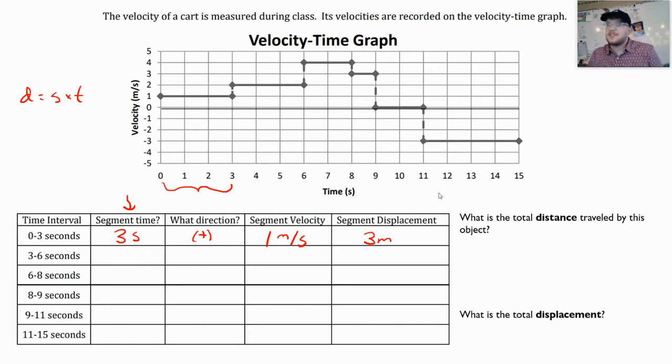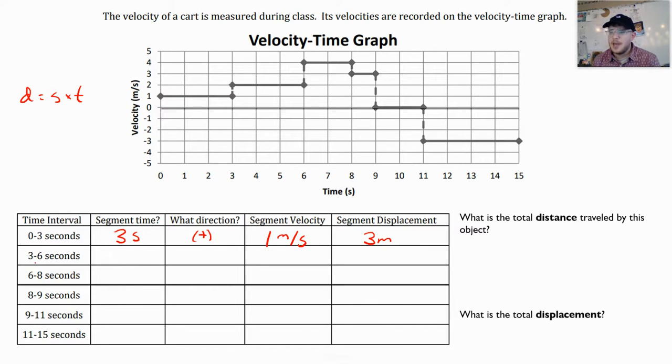Let's think about this a different way. If I want to figure out how far I've gone, my displacement over this time, I'm going at a speed of 1 meter per second through this time span. If I'm going at 1 meter per second for 3 seconds, I've gone 3 meters. It's like saying if you're going 60 miles an hour on the highway for 2 hours, how far did you go? You went double that, 120. Same concept here. There are multiple ways you can get that answer.